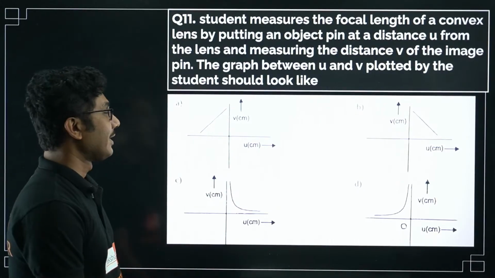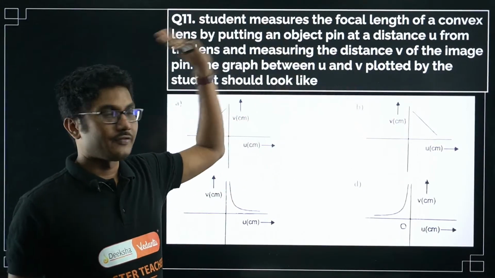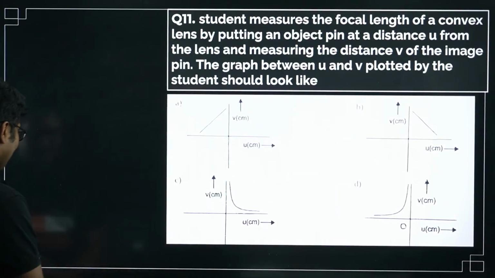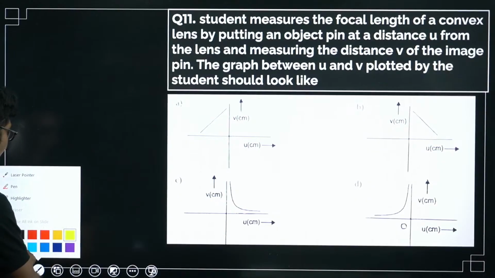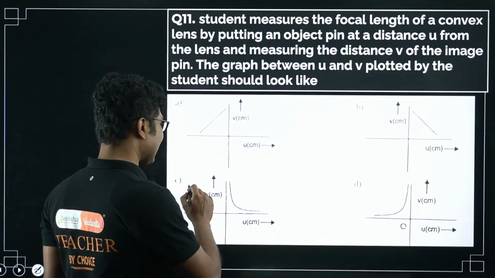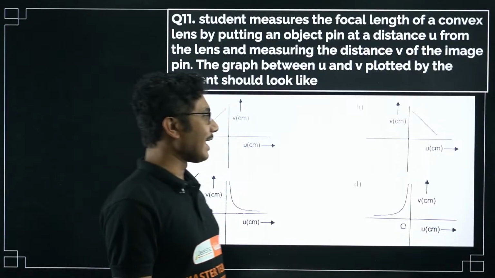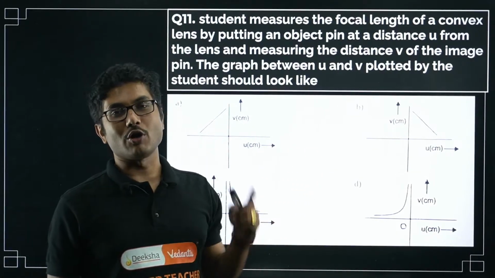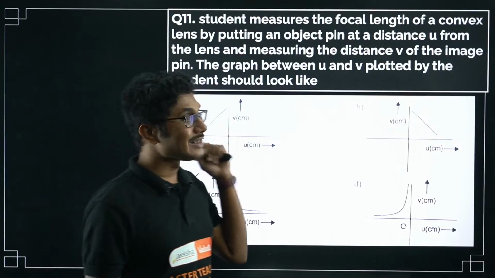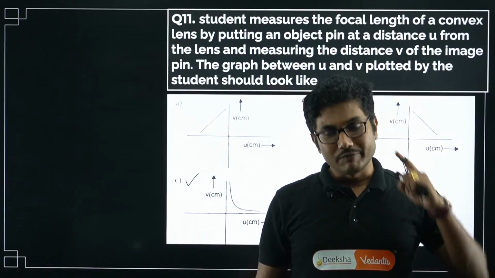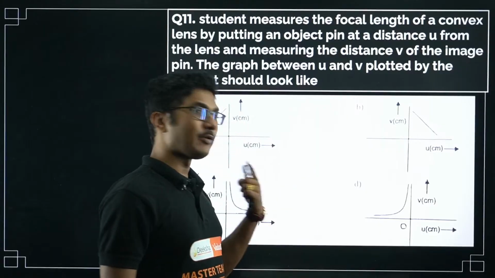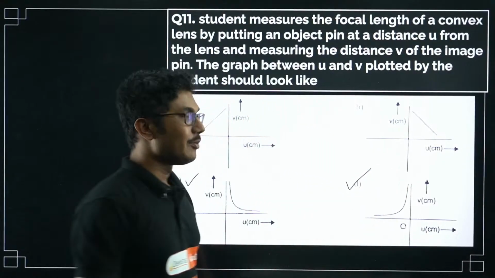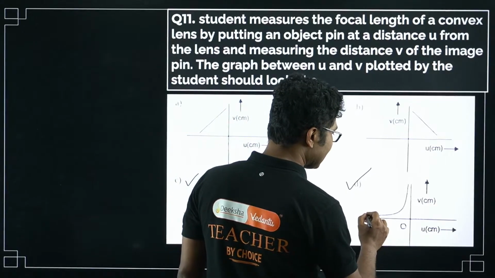Now, if nothing is mentioned, then C is not the correct answer. If they mention the magnitude of u versus v, then C is correct. But it said only U versus V. Now you have to remember that U is always negative for a convex lens, and V is positive. So if nothing is mentioned, the correct answer is option D, because U should be negative by the sign convention.